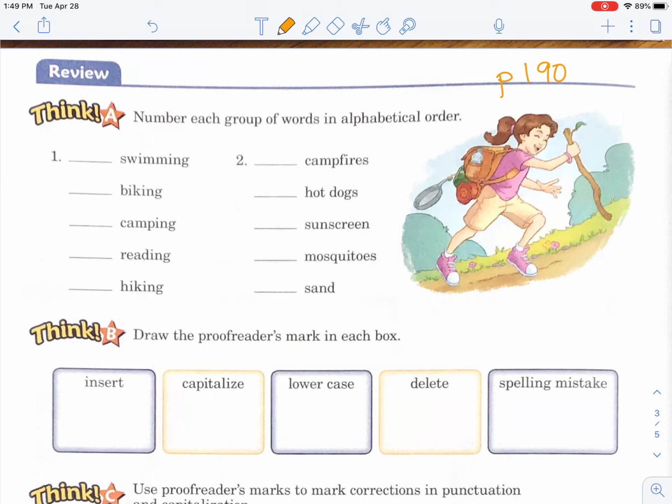Stop what you're doing right now. Jump up and down and do a fun party dance. Like, woohoo, page 190. We're done after this. You only have one page after that. And if you flip in your book, you can see it right now.